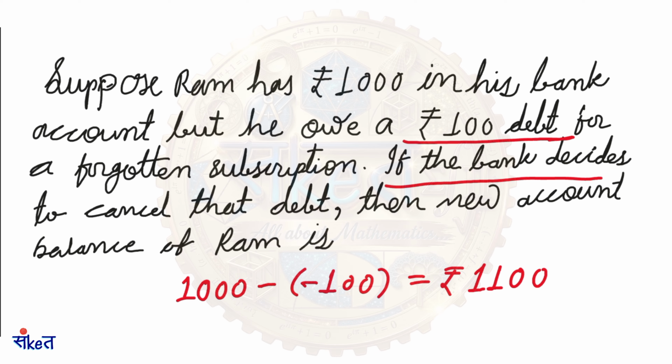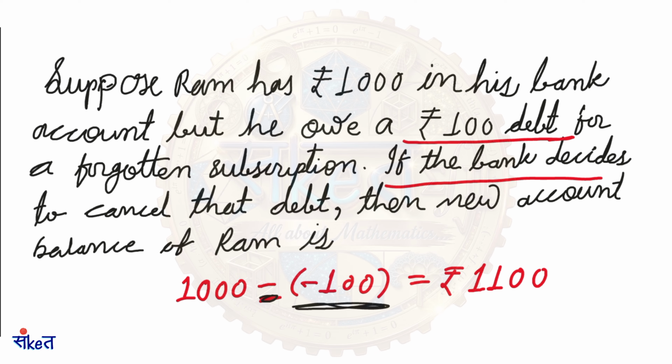Next, now bank decides to cancel or remove the debt. It means they are subtracting that negative value from his account. They are removing this amount, that is charge amount, debt of rupees 100 from his account. So what will happen? Then Ram has rupees 1100 in his account.